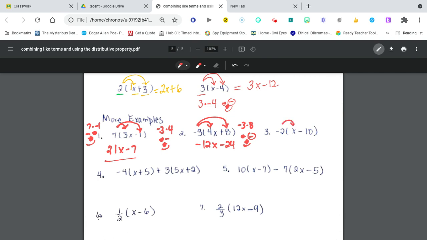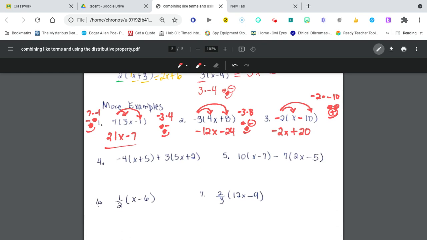Here you have negative 2 times x, which is negative 2x. And on this one, you have negative 2 times negative 10. Well, negative times a negative is a positive, so you want to write plus 20 because 2 times 10 is 20. Make sure you look at this as a negative and that is a negative, okay?